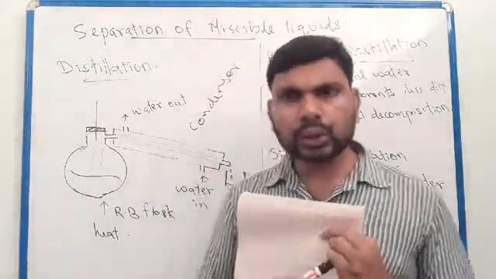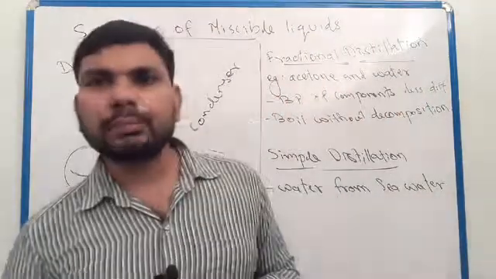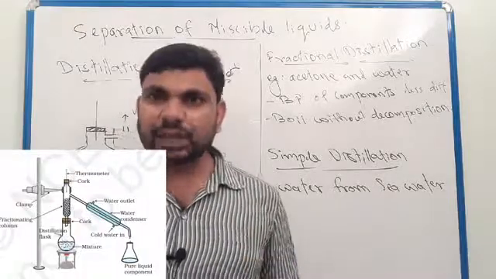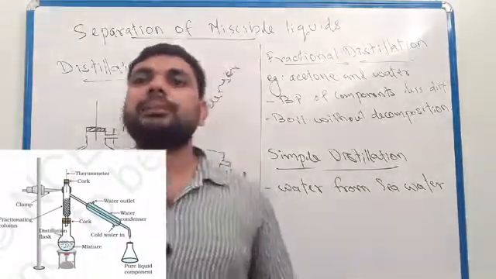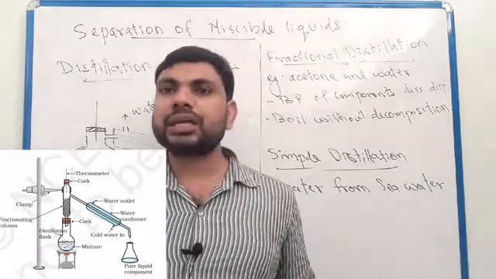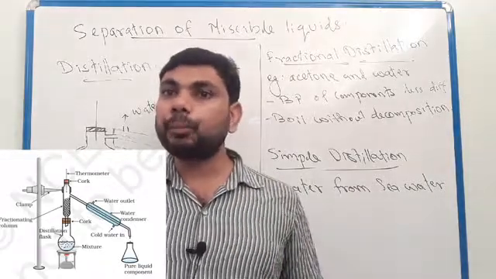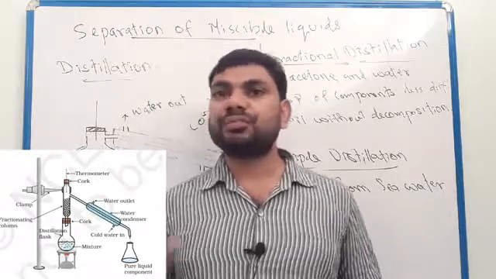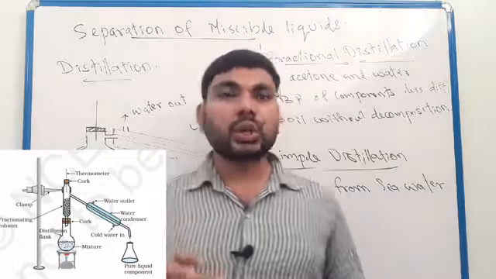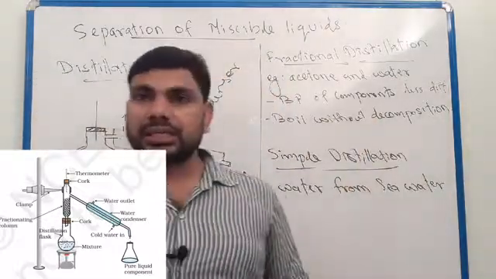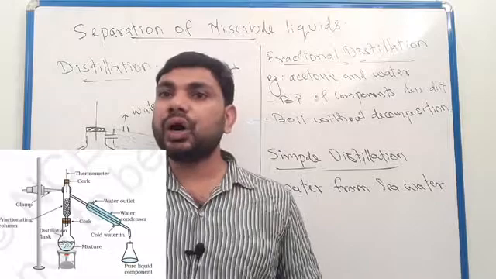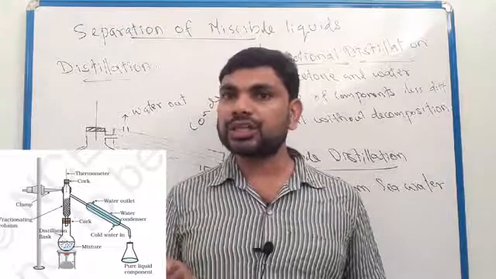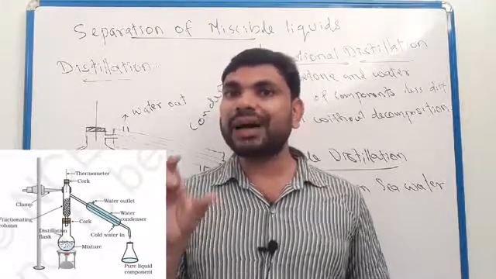Okay. I also told you there are two different types of distillation, simple distillation and fractional distillation. Fractional distillation means the different components of the mixture have boiling points very close to each other. So we have to use fractional distillation. Very close to each other means the different components of the mixture have a boiling point difference of less than 25 Kelvin.